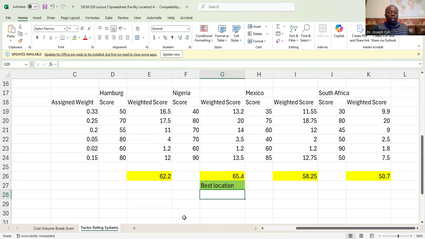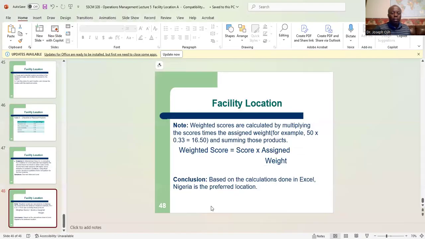So that's what I wrote on the PowerPoint. Can I see the formula for the weighted score for Nigeria? Yeah, give me one minute. So I wrote here in the conclusion that based on the calculation done in Excel, Nigeria is the preferred location. Now let me take you back to this.